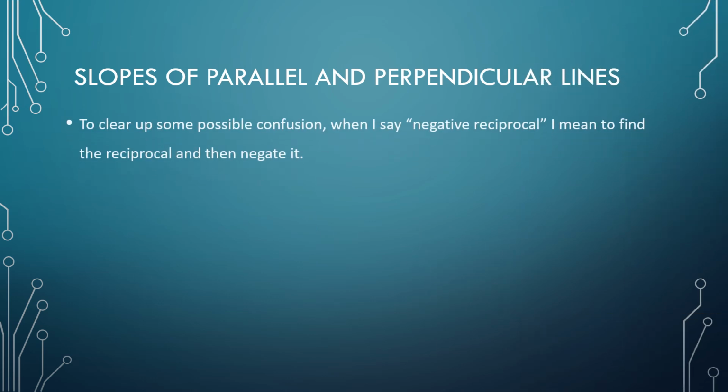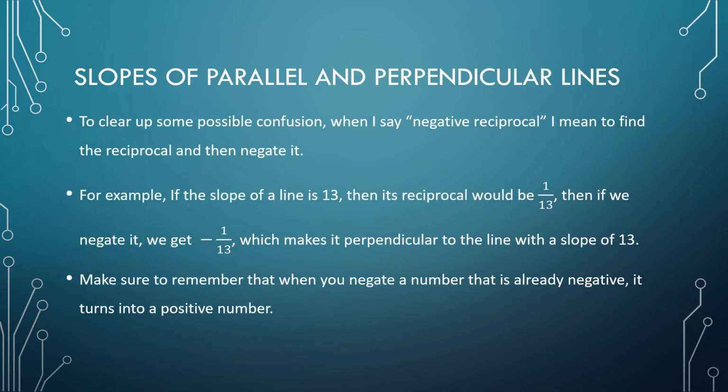To clear up some possible confusion, when I say negative reciprocal, I mean to find the reciprocal and then negate it. For example, if the slope of a line is 13, then its reciprocal would be 1 over 13. Then if we negate it, we get negative 1 over 13, which makes it perpendicular to the line with a slope of 13. Make sure to remember that when you negate a number that is already negative, it turns into a positive number.